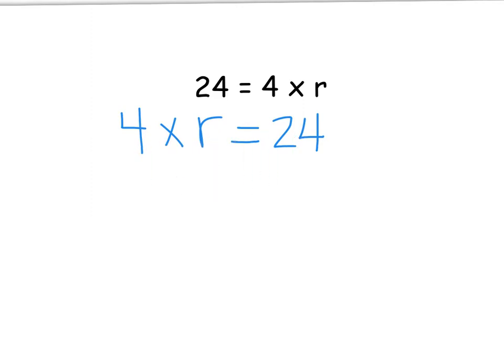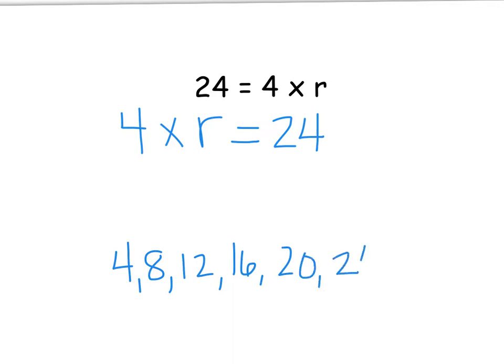So I would be skip counting by 4 until I counted up to 24. 4, 8, 12, 16, 20, 24. 1, 2, 3, 4, 5, 6. I just skip counted 6 times, so R equals 6. 4 times 6 equals 24. And I'm saying that R is 6. R equals 6. So I solved for that equation.